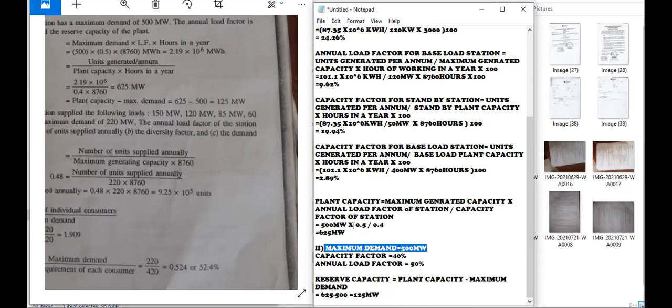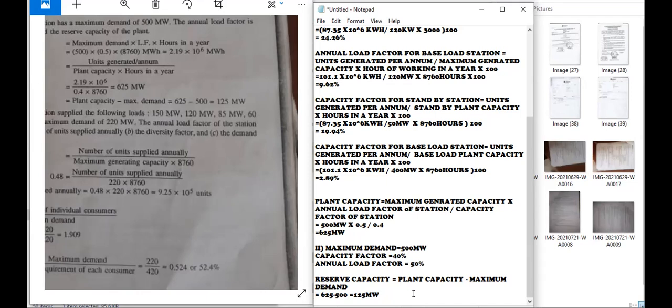You put this value here as your maximum generated capacity or maximum demand. Then multiply it by your load factor, which is 0.5 divided by 0.4, and you have this. Minus it from the maximum demand, which is 500. You have 125, and this is the reserve capacity.